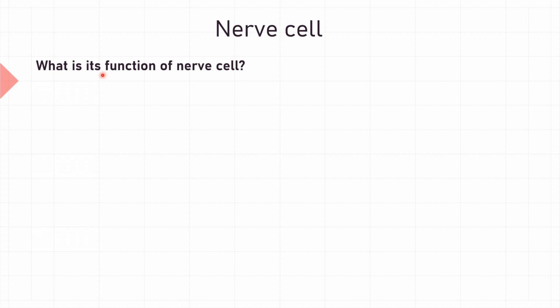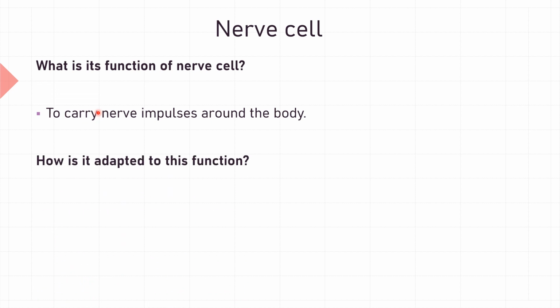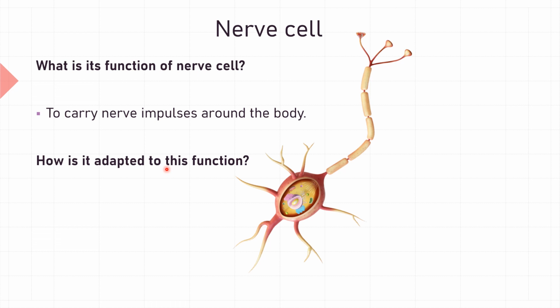So the first thing you need to think about is the function of the cell that you want to describe. Like we mentioned, a nerve cell needs to carry some kind of impulses around the body. These impulses we call nerve impulses. If you know that the function of this cell is to carry something, in our case impulses, then you can assume what kind of adaptation this cell needs to have. So the second question is, how is it adapted to this function? It needs some kind of adaptation which will help this cell carry all this information.